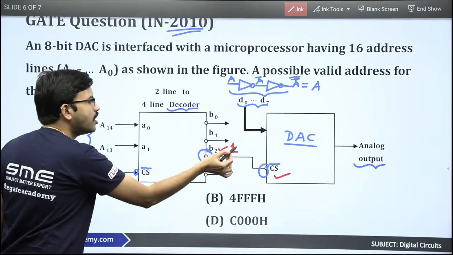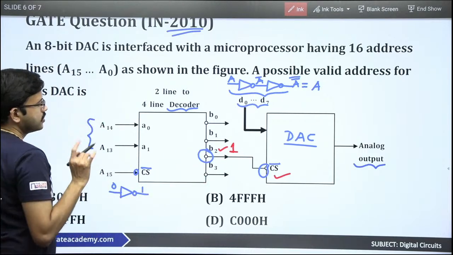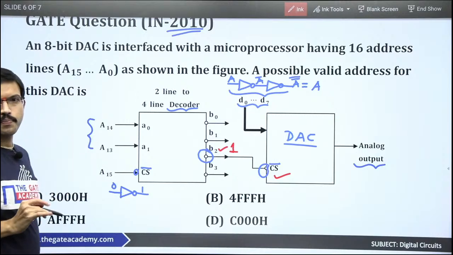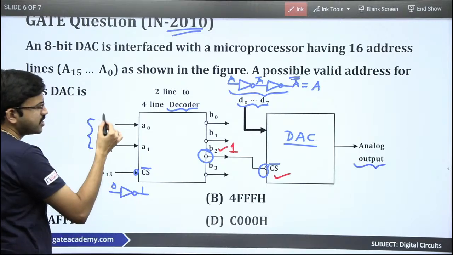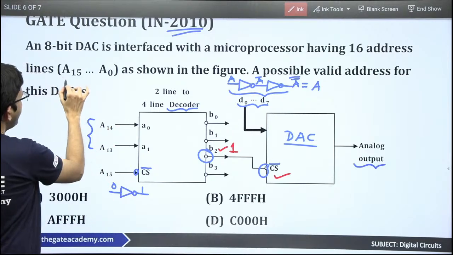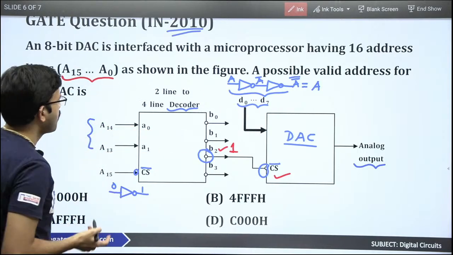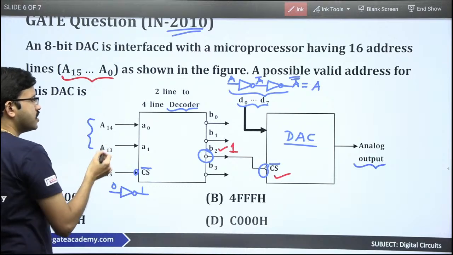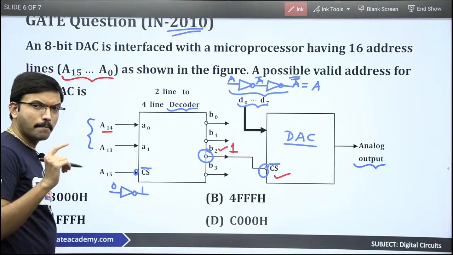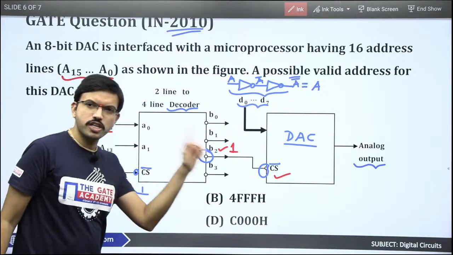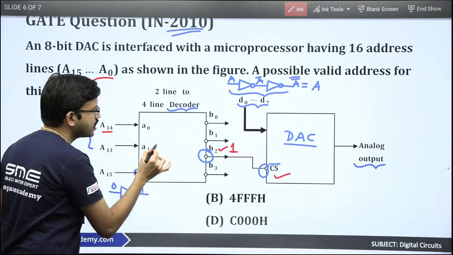Now, in order to get B2 value as 1, see, this is the most important thing. With respect to the microprocessor, we have the address lines A15, A14 and so on, A0. Among A14 and A13, A14 is the higher order, but with respect to decoder functionality, among A1 and A0, A1 is the MSB.